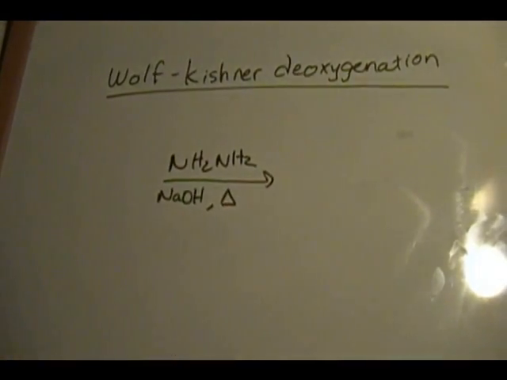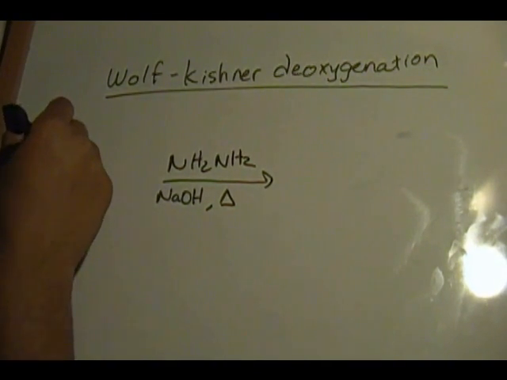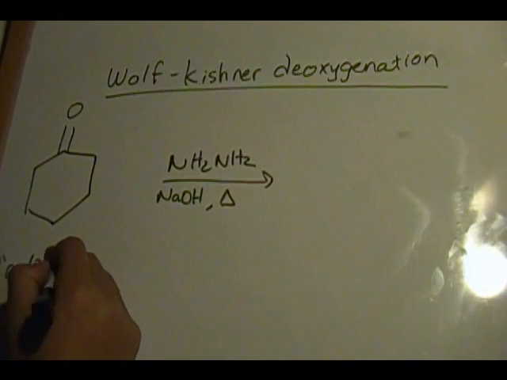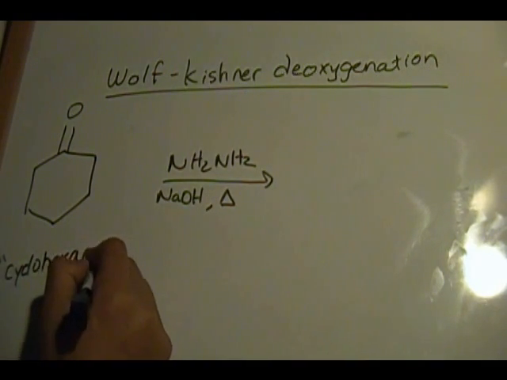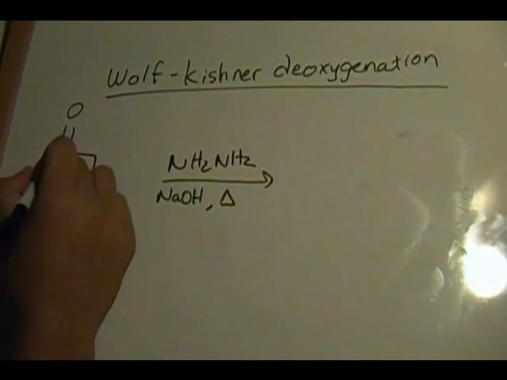We'll leave the reagents. We'll erase that because it's the same set of reagents we use for every example. Okay, so let's just say we have this now. This starting material, this molecule here, is known as cyclohexanone. Again, cyclohexanone. So again, you want to identify your star carbon.